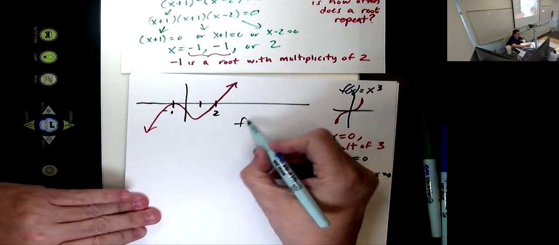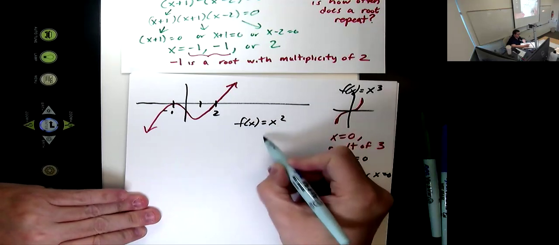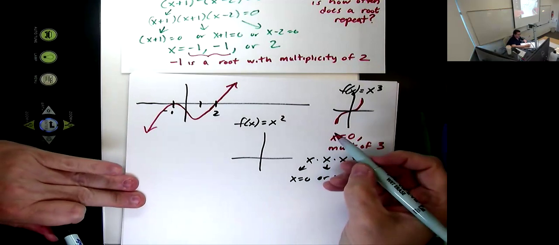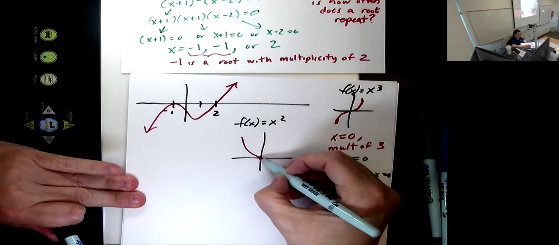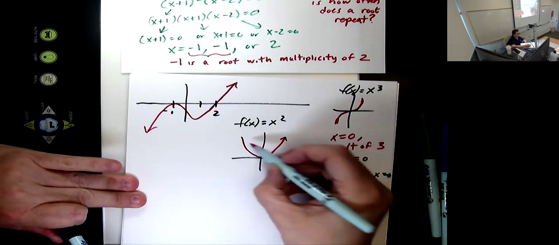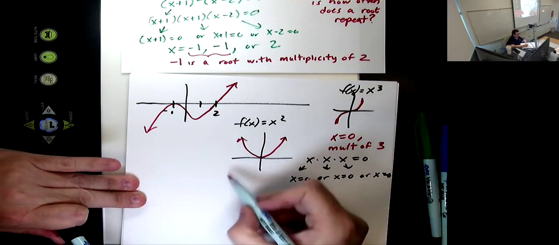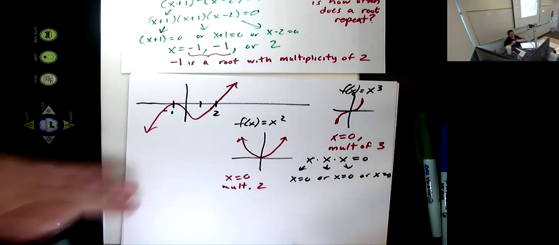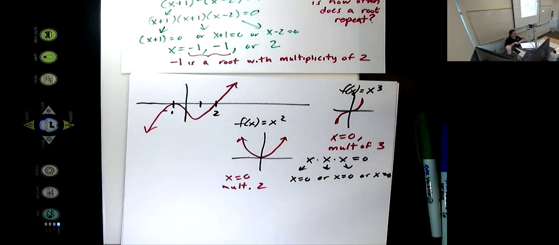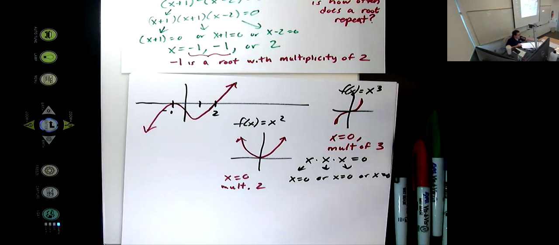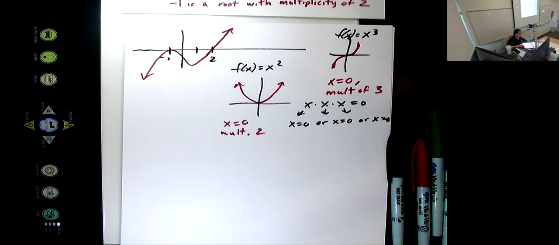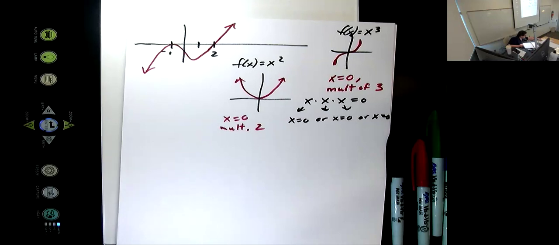Notice x squared. What does x squared do? It bounces off the x-axis. So this has x equals 0 multiplicity of 2. We're doing graphing next week, but I just wanted to show you why we care. So there's the motivation to keep track of this.